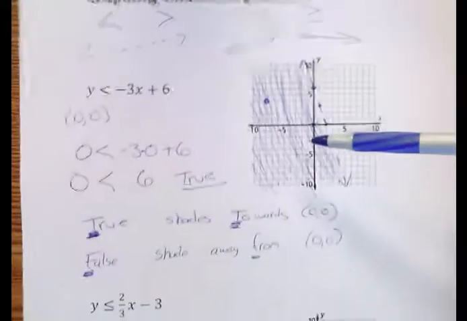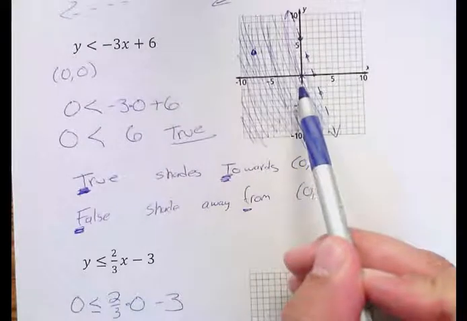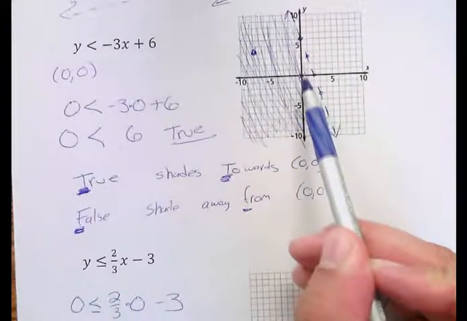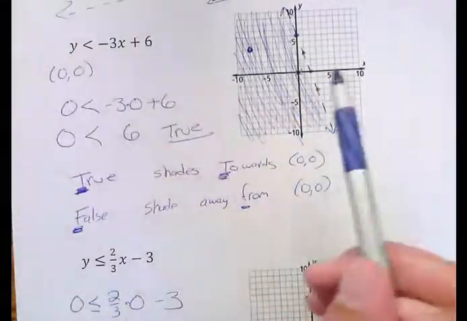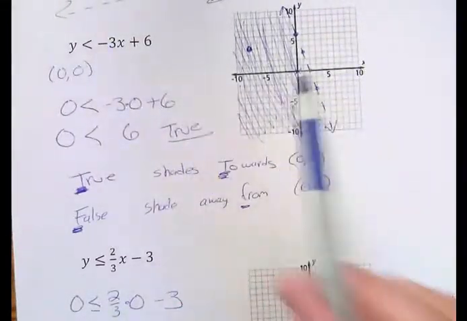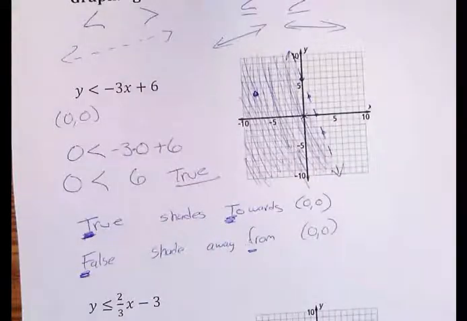And then just use 0, 0. You could really use any other point over here. 0, 0 just to me is always the easiest one because it works out nice and clean. If it's true, go towards your point. If it's false, go away from that point. And that, again, was graphing linear inequalities.